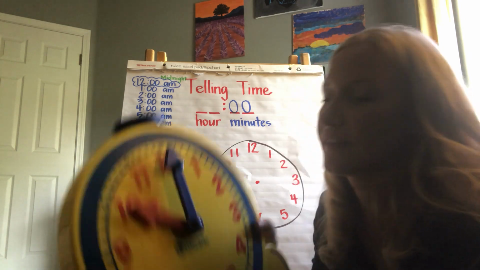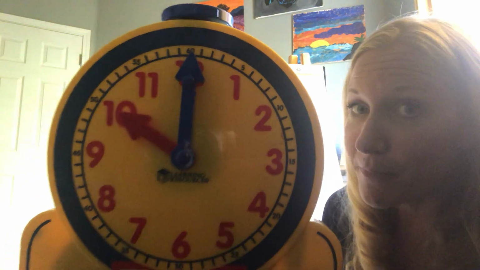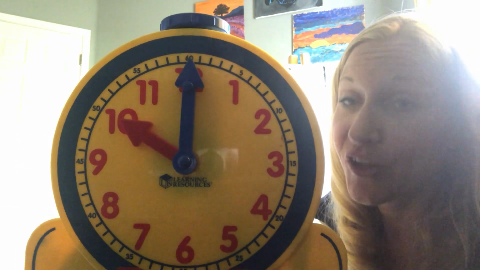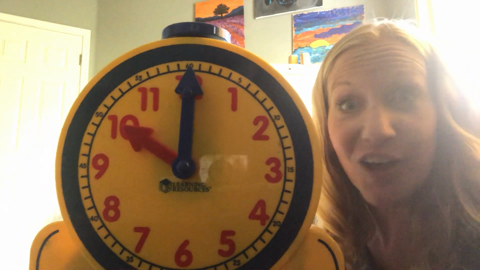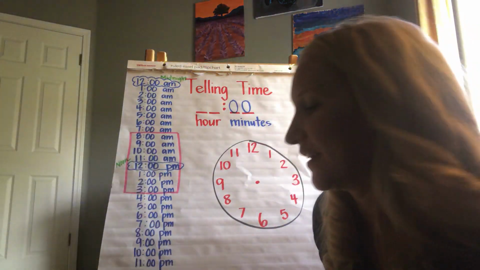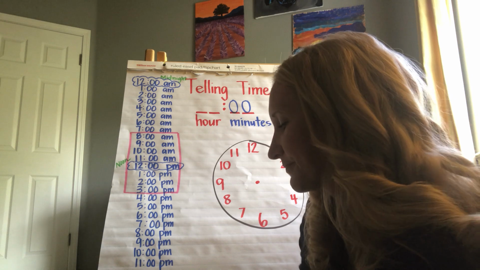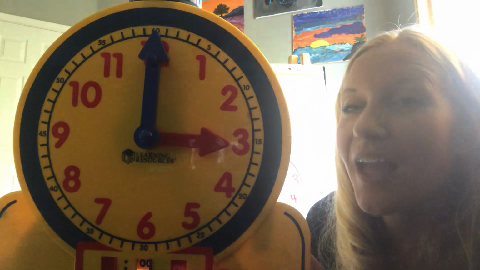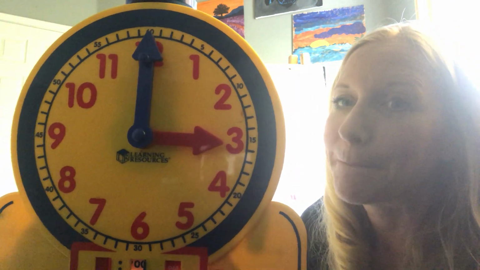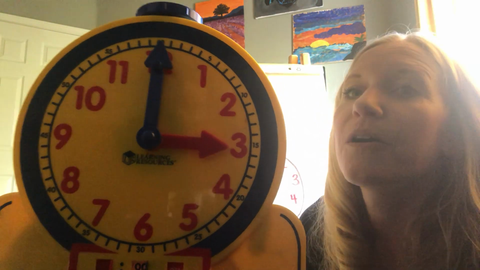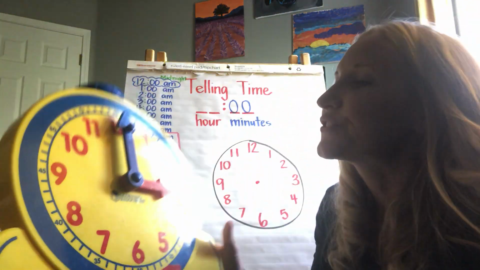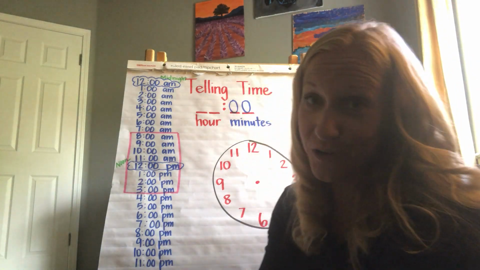Okay, let's try it again. Let's see if you can get this one. Okay, check where the boss is. The boss is on what number? The 10, right? So we would say this is 10 o'clock. Good job. Okay, let's try another one. Get a good look. Remember, the boss is the hour hand. Okay, there it is. It's 3 o'clock. Did you get it? Good job. So that is how we tell the hours.